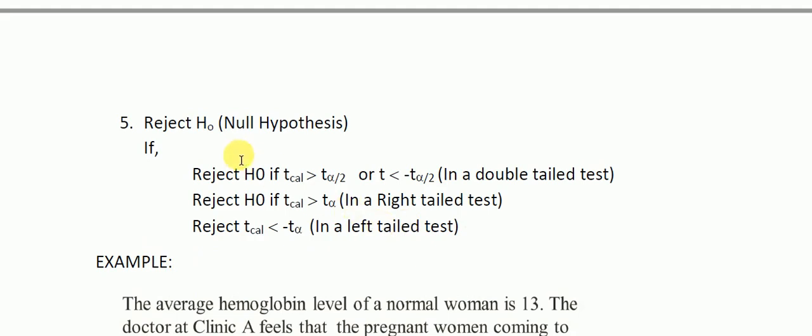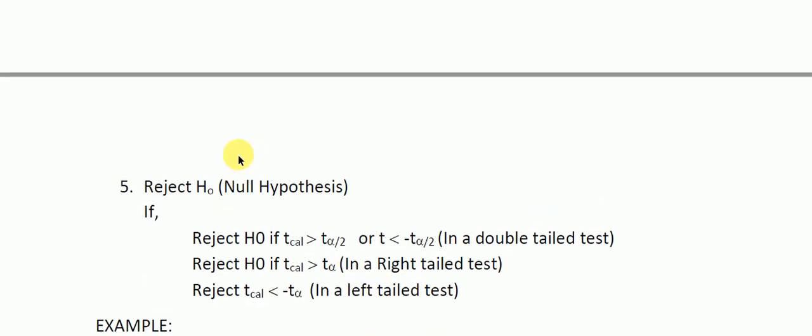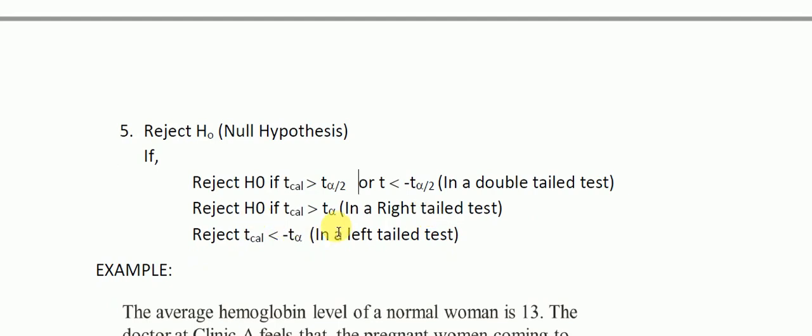So now what we have to do is either reject the null hypothesis or fail to reject the null hypothesis. So how do we reject the null hypothesis? Reject the null hypothesis if t calculated is greater than t alpha by 2. And this is in the case of a double-tailed t-test.